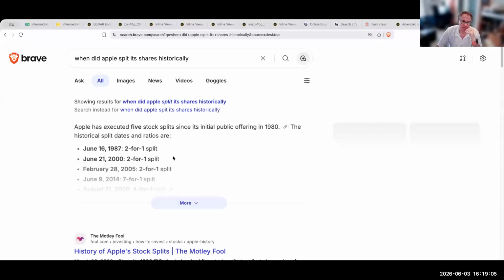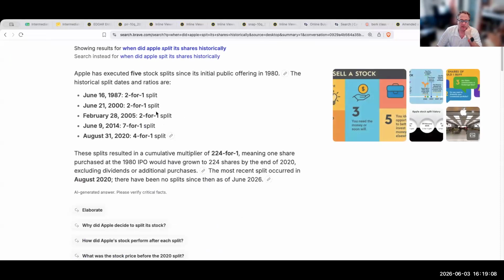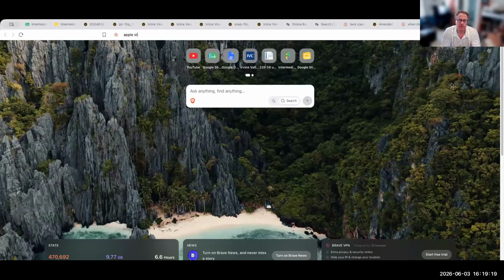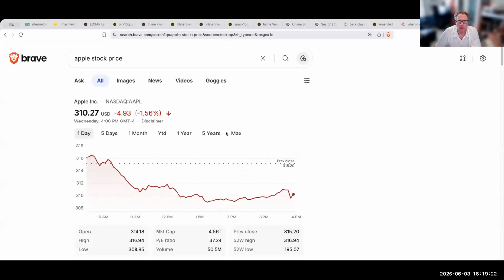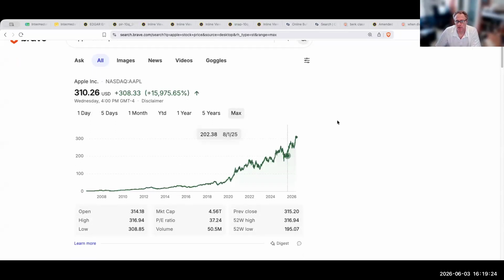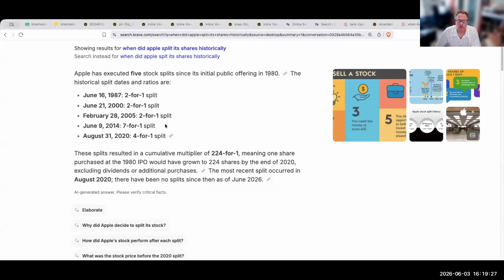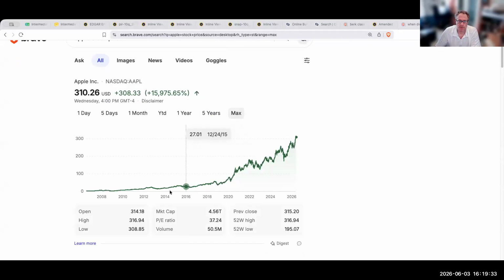So when we look at Apple, they've had multiple splits, including a 224 for one. I want to show you the Apple stock price historically, looking at the max amount. If we go back in time to 2014, the stock was trading at around 17 bucks per share, and this is adjusted. But the actual price then was much higher, in the hundreds of dollars.